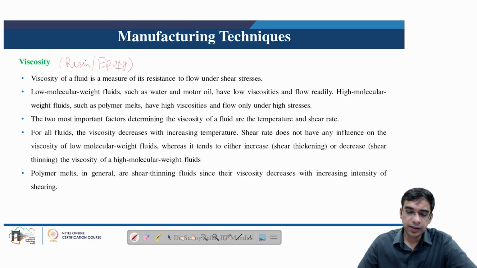The important factors that determine the viscosity of a fluid are temperature and shear rate. For all fluids, the viscosity decreases with increasing temperature.